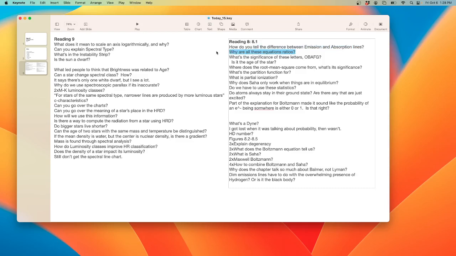Okay, why are all these equations ratios? This is kind of a simple question and kind of a very rich question. On one hand, we need to make ratios because I don't know what the absolute number of hydrogen atoms is. It's large, but I don't actually care what the absolute number is. I only care about the fraction of, say, the second state relative to the first state. I need to normalize out the total mass of the star. So we use ratios to get rid of all the stuff that we don't care about. So that's answer one.